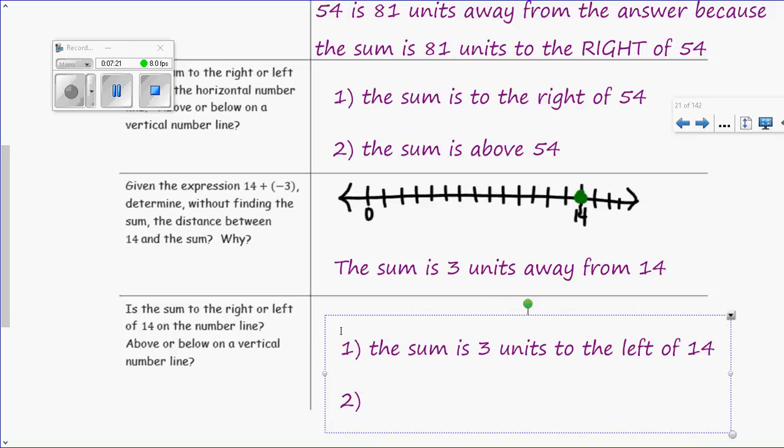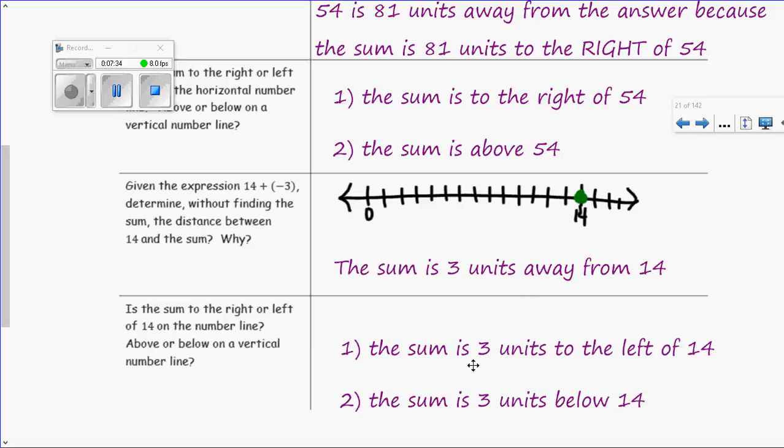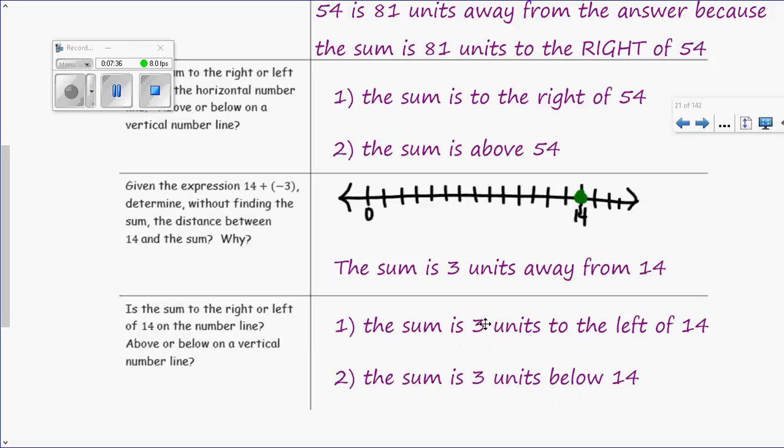And then on a vertical number line, thinking up and down, kind of like a thermometer, the sum is 3 units below 14. 3 units below 14. Okay? And that's it. They don't need you to find it, but it is 11 if you wanted to try to find it. Okay, you're going to practice now.